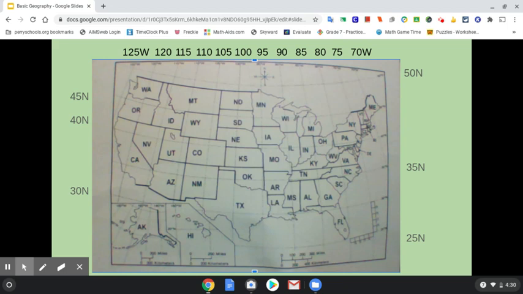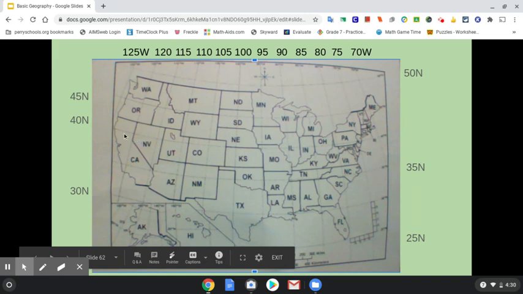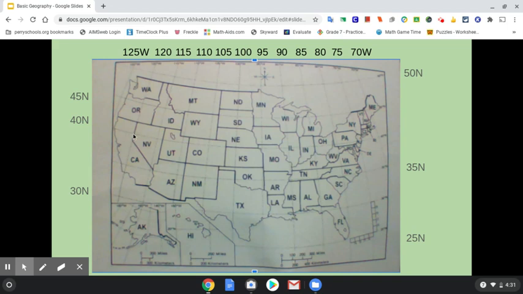Another example would be 40 degrees north, 83 degrees west. So I need to find my 40 degrees north right here. Goes into this line. And then I need to find my 83 degrees west. Now that's not an even 5 number, so I need to find 80 and I need to find 85, and I'm going to have to estimate in between where that 83 might be. It's going to be just a little bit over from half, closer to the 85 than the 80.